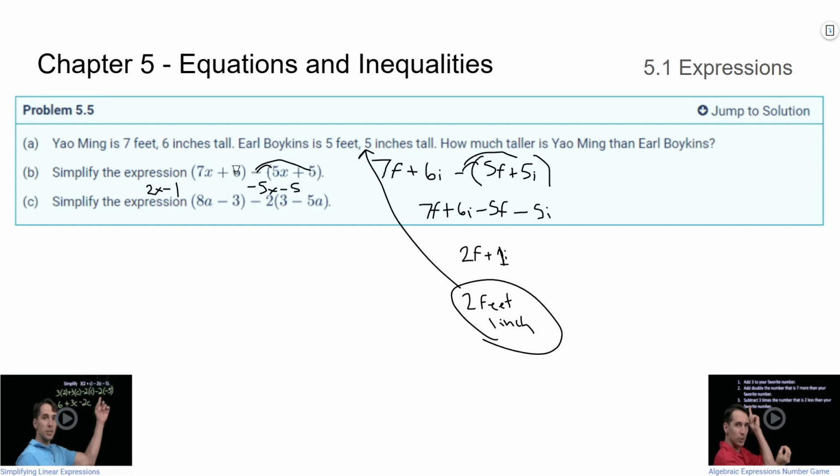I did the same thing again. 6 minus 5 would be 1, plus 1. Okay, simplify this expression. Same thing.